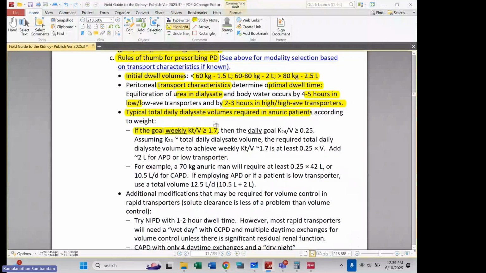If you assume that this weekly KT over V of 1.7 is adequate, you can challenge that, but let's assume that that's the target you're trying to achieve. Then simply dividing 1.7 by 7 gives you a daily KT over V of around 0.25. Now, what is K? K is, again, a volume per unit time. That's what clearance is, right? Mils per minute would be a K that you are familiar with when you're prescribing hemodialysis or CRRT.